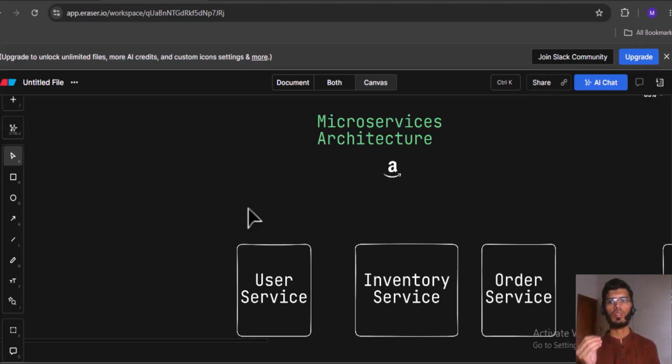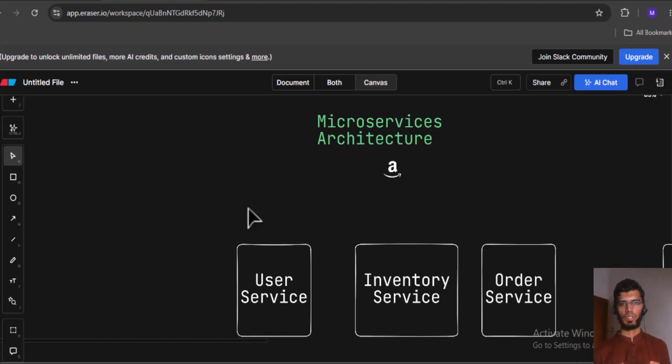So this is the third class of our system design, where in the last video we saw what is monolithic architecture, what are its advantages, disadvantages, and how to scale it. So check out that video. Here I will talk about what is microservices architecture, what are the components of it, how these components work, real world examples, how to transfer a monolithic to microservice architecture, and what are the challenges in microservices architecture. Let's begin with what is microservices architecture.